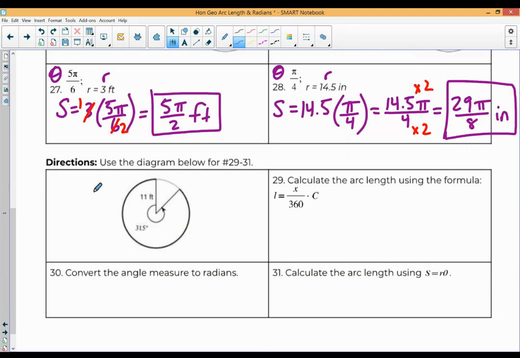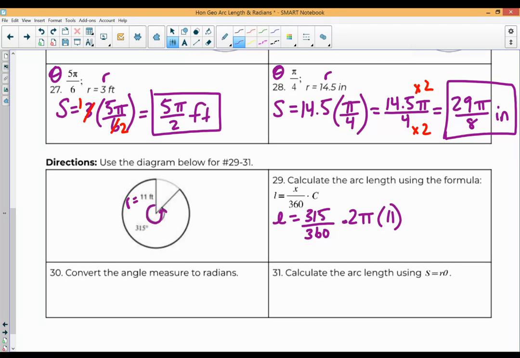All right, let's see what we get here. So use the diagram below for these last 3 questions. So we see here that we have an angle in degrees, and we have a radius measured in feet. So calculate the arc length using the formula L equals x over 360 times the circumference. So that's 2 times pi times 11. All right, let's plug it in.